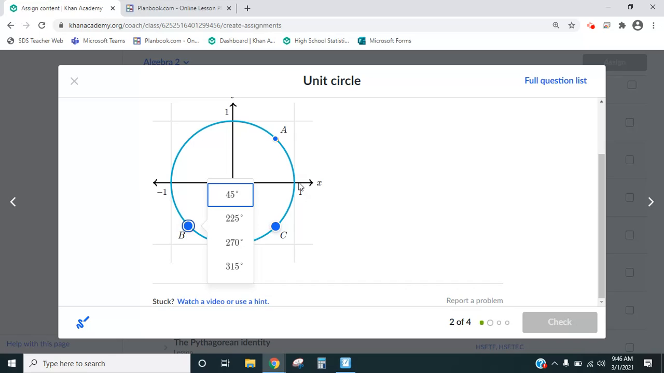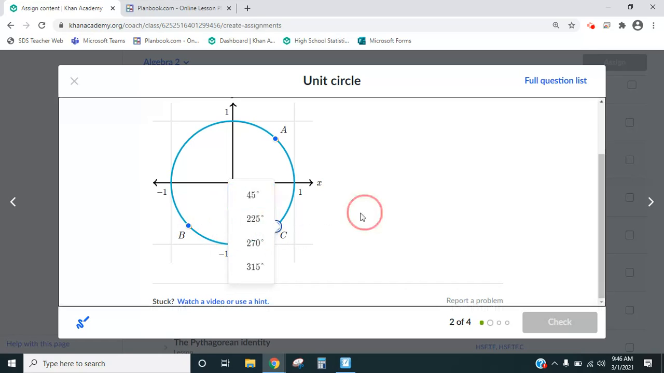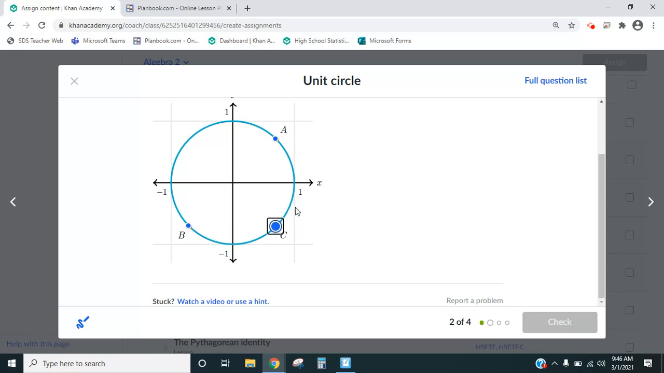So here's 0. There's 90. There's 180. Down here was 270. That's what we just drew, right? So our angle should be in between 180 and 270. There it is. And this last one should be in between 270 and 360. There we go.